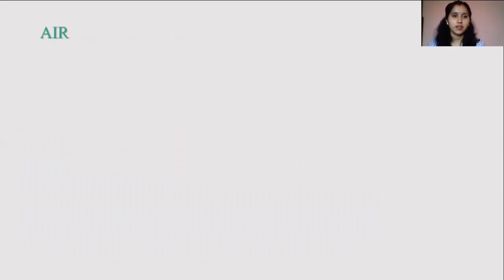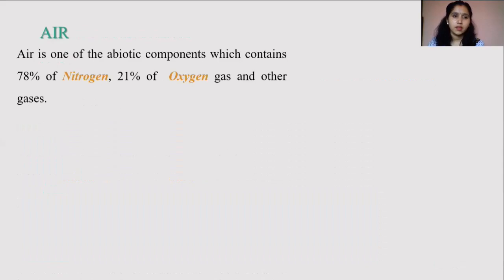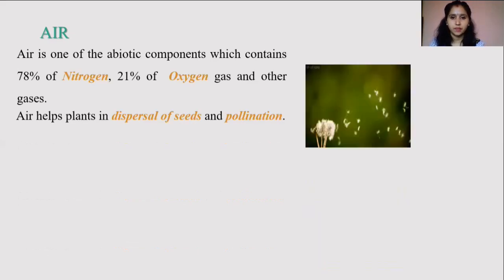Let us start with air at first. Air is one of the abiotic components which contains 78% of nitrogen, 21% of oxygen gas and other gases. Air helps plants in dispersal of seeds and pollination. You can see how seeds are getting dispersed from a flower. Yes, this is because of moving air, that is because of wind.